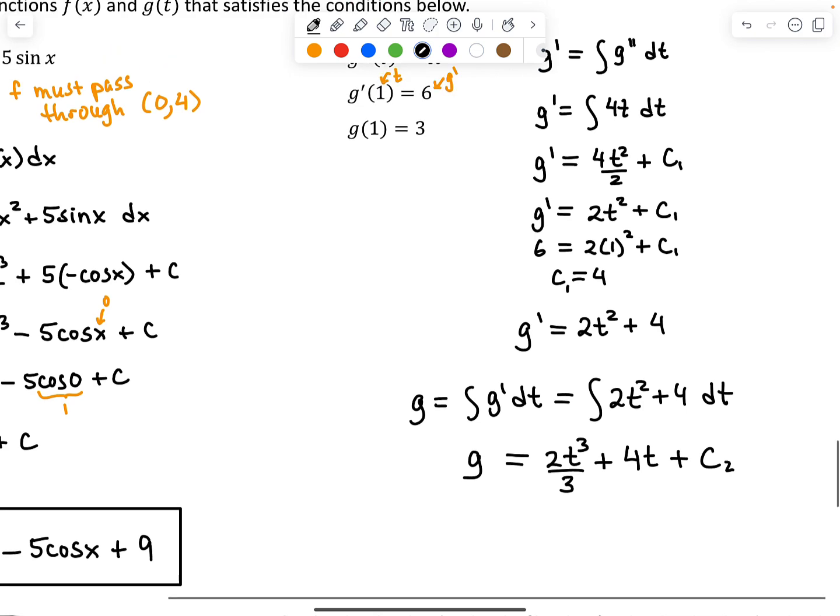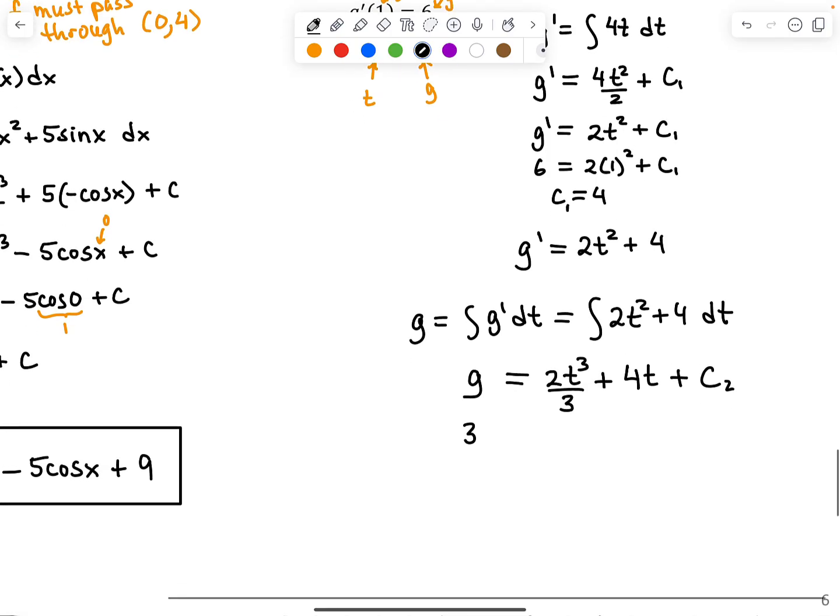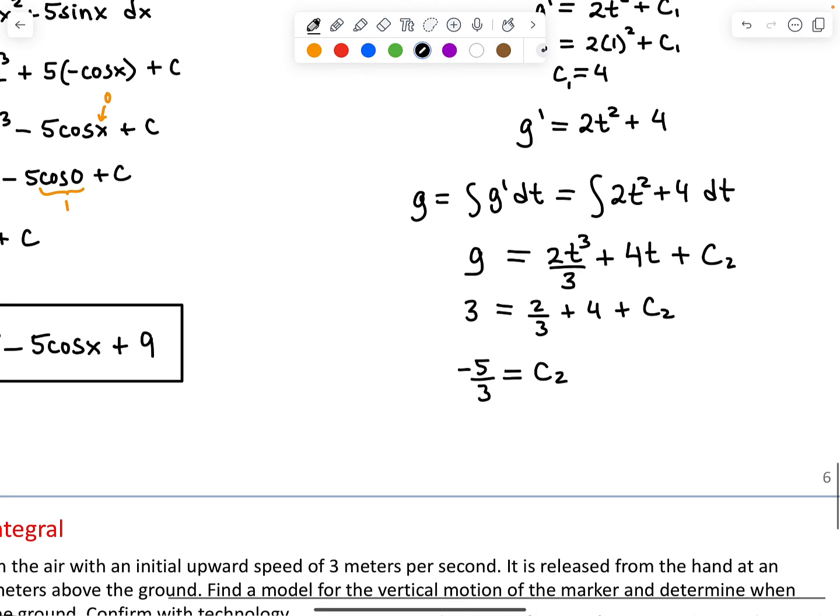Now we just got to find out what c2 is so that when t is 1 again, g will be 3. So we change g to 3. At the same time I change all these t's to 1s, so I'm going to get a 2/3 plus a 4 plus a c2. Solve for c2, subtract the 4, and then subtract the 2/3, and we get negative 5/3 is my c2 value. So my final result, g of t, I'll put the of t back on this, is equal to the function 2/3 of t cubed plus 4t, and then minus 5/3.